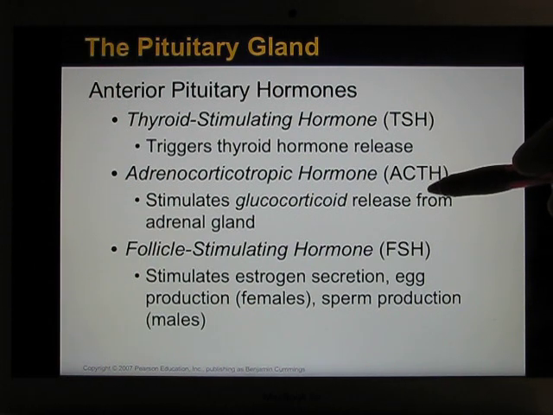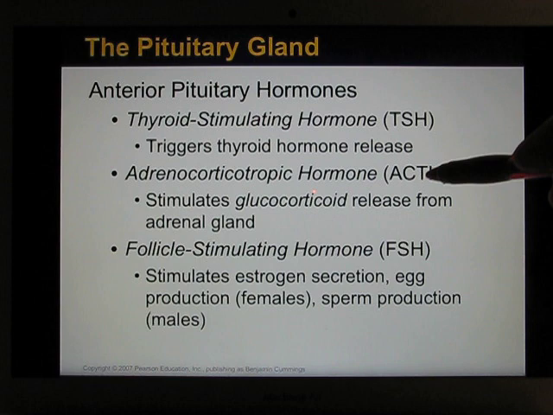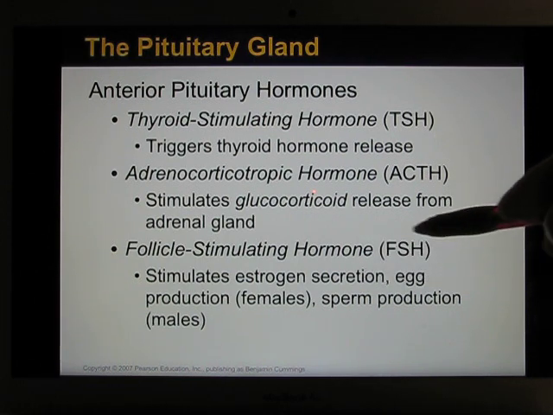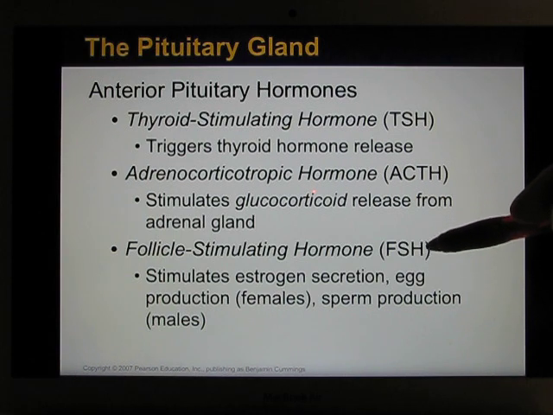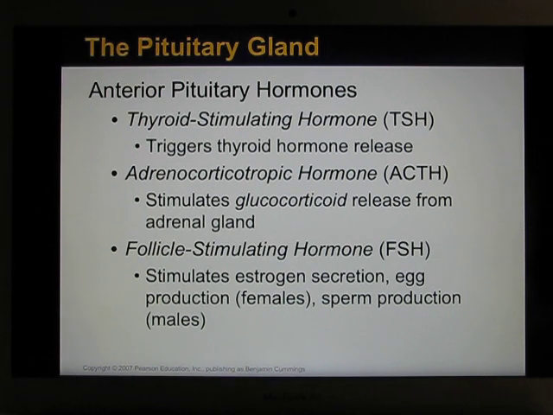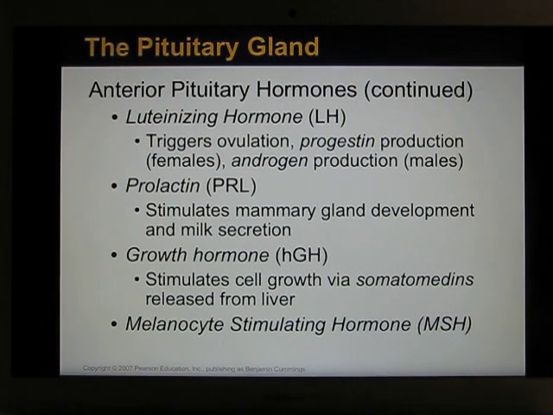And this is ACTH. In the stress pathway, this one will go to your adrenal gland and release cortisol. The follicle-stimulating hormone is one of the two hormones that trigger the gonad to produce sex hormone. And luteinizing hormone is the other one that triggers sex hormone release.